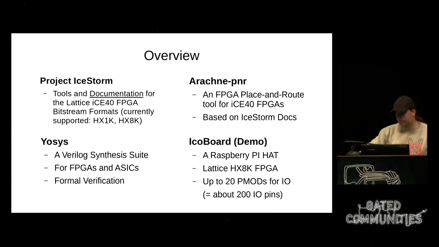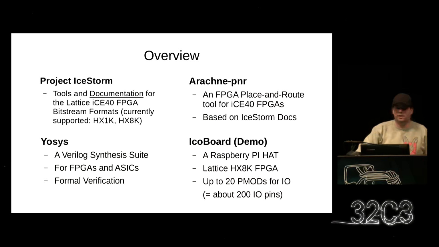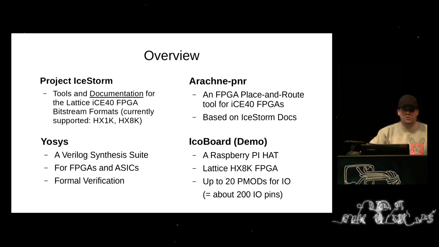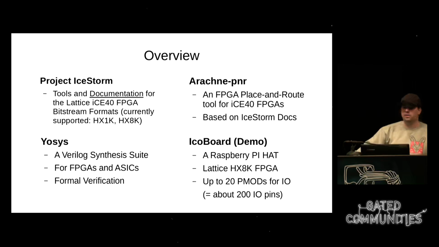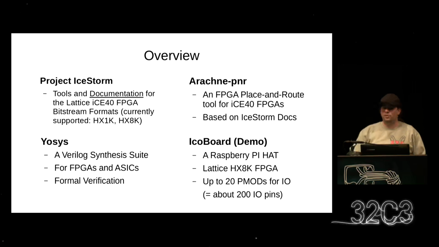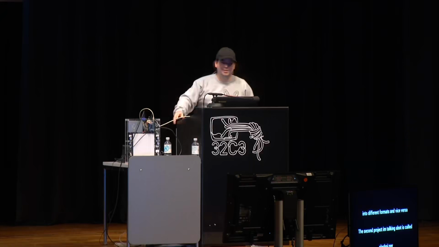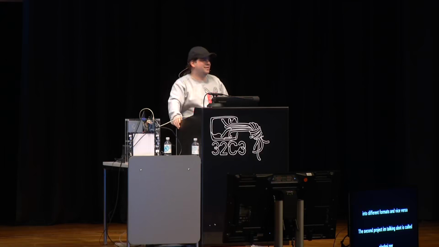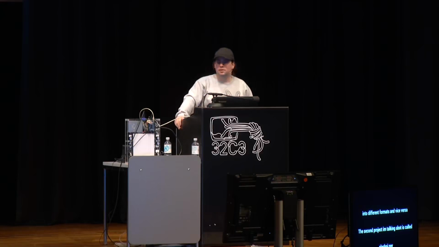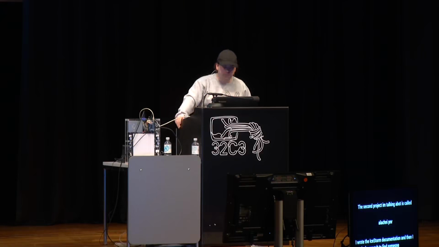The second project I'm going to talk about is Arachne PNR. And Arachne PNR is a place and route tool for the iCE40 FPGAs. And it's based on the iStorm documentation. So I wrote the iStorm documentation, and then I was lucky enough to find someone, Cotton Seed is his name, to write this Arachne PNR place and route tool based on the documentation I wrote.